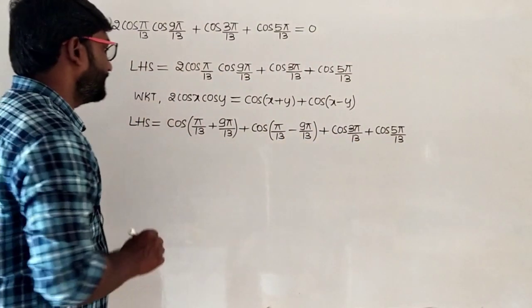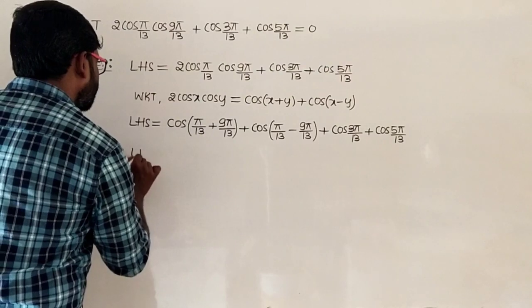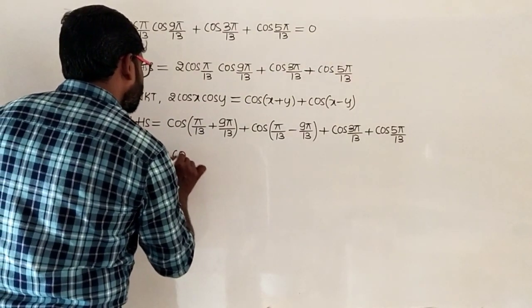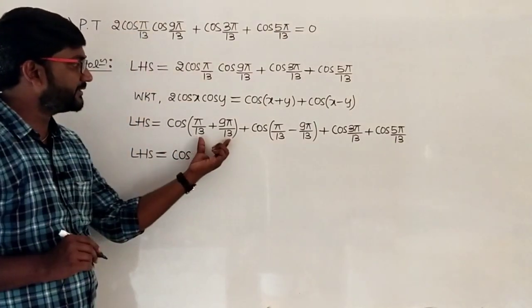So now in the next step LHS, which is equal to cos, take up the LCM now, you have the same denominator.